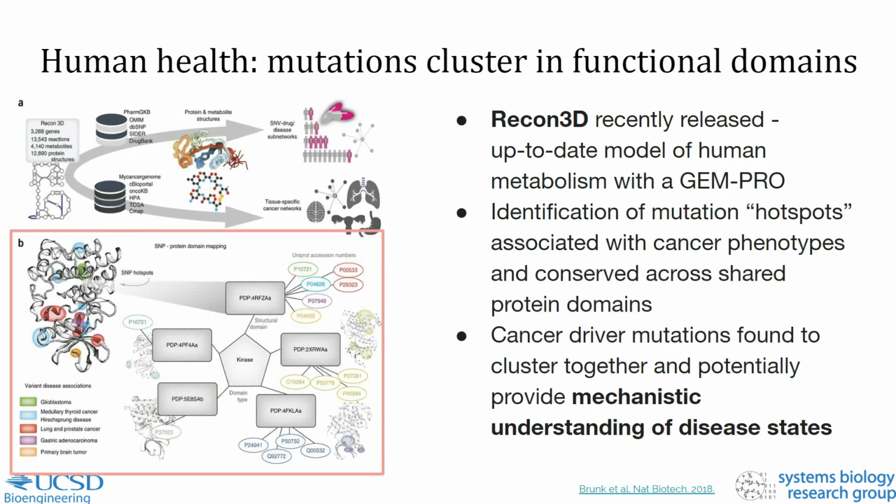The first two examples focused on protein properties, but another aspect of structural systems biology is mapping functional information onto these structures. Here, a human GEM-PRO was created. Information regarding point mutations associated with various cancers was overlaid onto this GEM-PRO. That is, each mutation was mapped directly onto its corresponding amino acid in each protein structure.